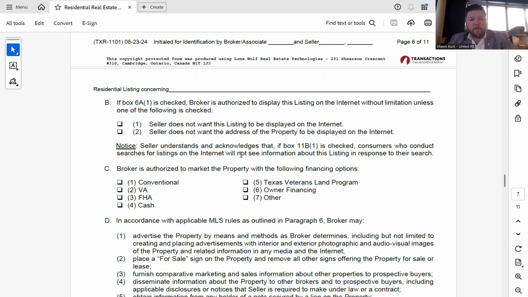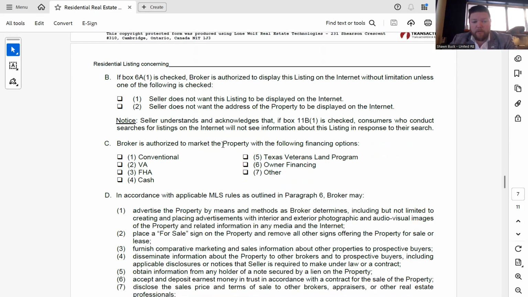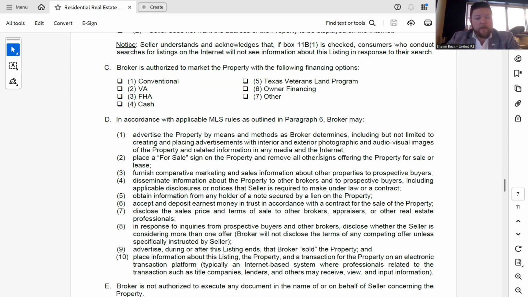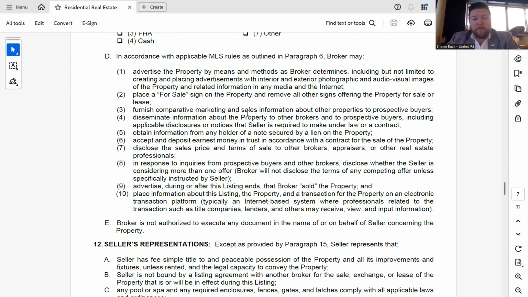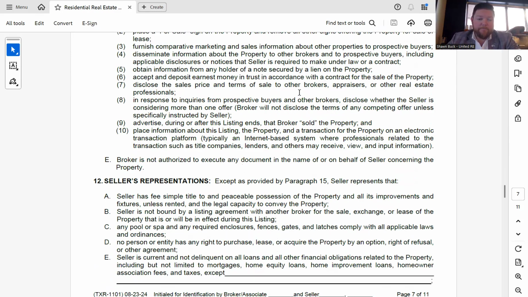Authorization to put listings and display things on the internet, which kind of loans would we accept? Conventional, cash, FHA, VA, land owner financing, others. Just disclosing that this is what we're going to advertise it with. We're going to follow the MLS rules outlined.